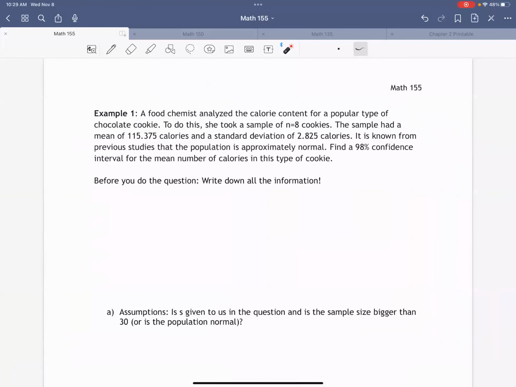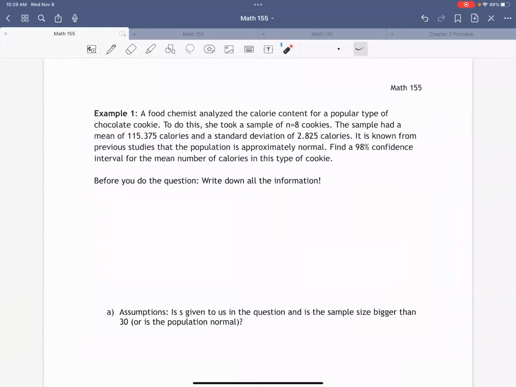All right. So example one, we have a food chemist. Interesting job. Sounds kind of fun, except that the food isn't good. But a food chemist analyzes the calorie content of some sort of chocolate cookie that's popular out there. I guess they can't say the brand name in the textbook because that would be, I don't know, maybe something bad. But to do this, we took a sample of 8 cookies.